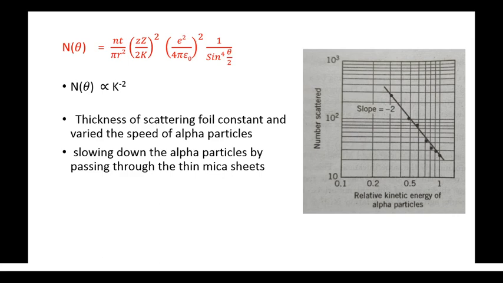Again with the help of the detector, they took the number of alpha particles scattered and plotted the graph, and they got a negatively sloped graph. That means as the kinetic energy increases, the number scattered decreases, which is in agreement with the Rutherford scattering formula.